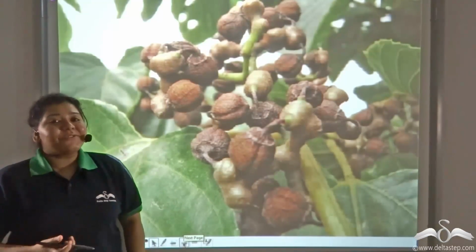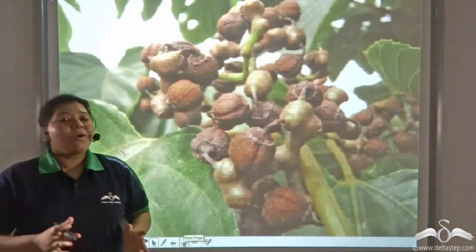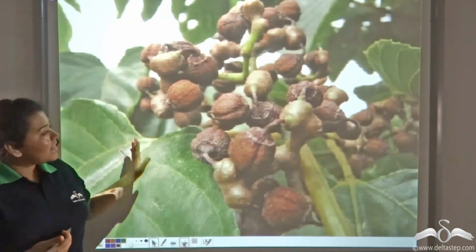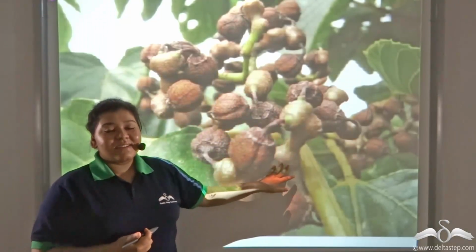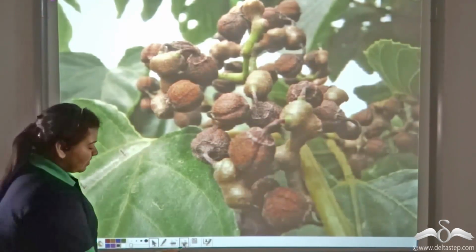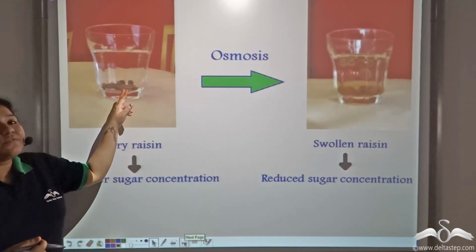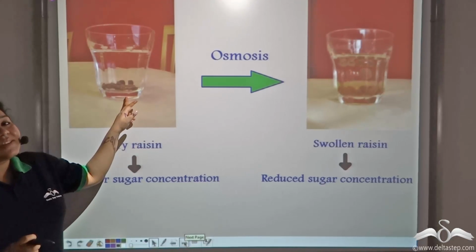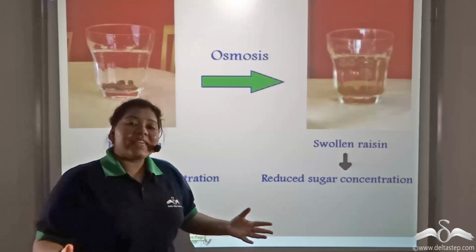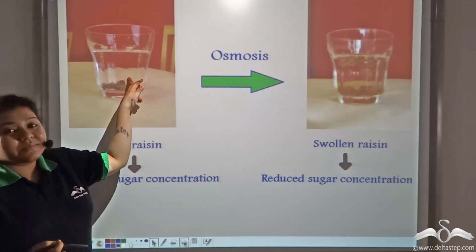Now we already know that all living organisms, be it plants or animals, are made up of cells. This is a raisin plant, so raisins are made up of plant cells. Now, if you keep raisins in a glass of water for a few hours, you will see that it slowly swells up. So how do these plant cells take up the water from the glass?